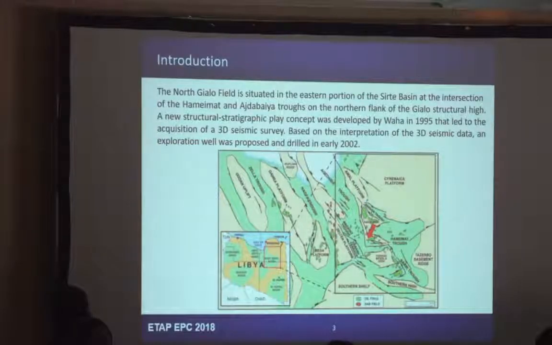Let's have a look at the North Jallo field. North Jallo field is situated at the eastern portion of the Sirti Basin, at the intersection of Hamaimat and Ajdabiya troughs, on the northern half of the Jallo structural height. A new stratigraphical and structural concept was developed by Waha, after acquiring a 3D seismic survey. Based on the interpretation of this 3D seismic survey, a new well was drilled in early 2002.